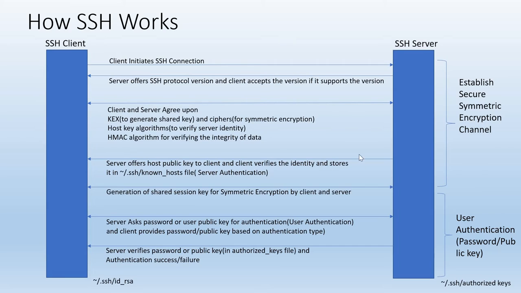Once the server identity is verified, both will participate in generation of a shared session key using a key exchange algorithm. So these five steps are used to create a symmetric encryption channel. Once the symmetric encryption channel is created between client and server, the next step is user authentication.